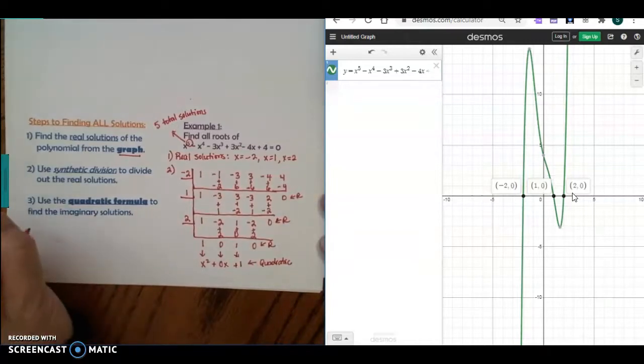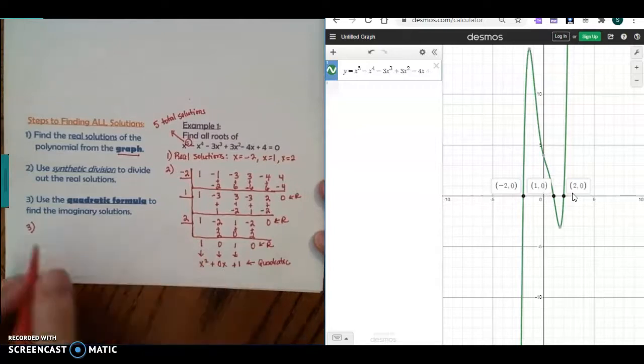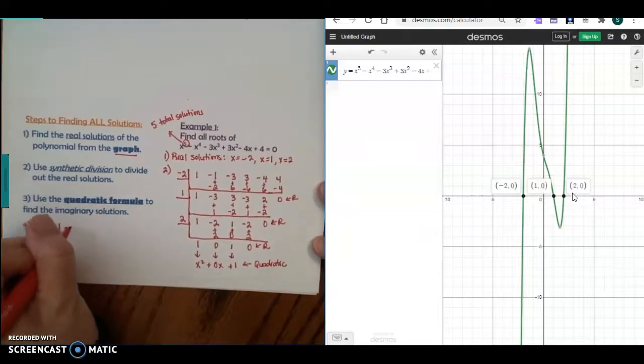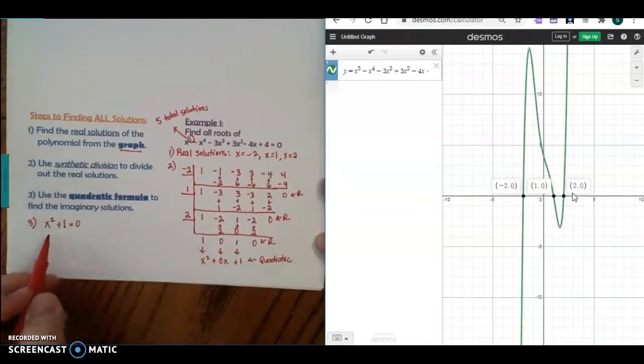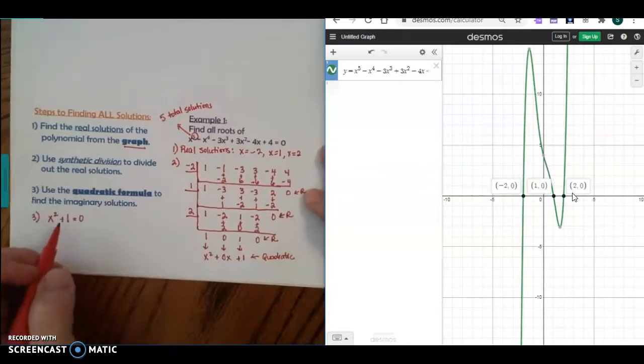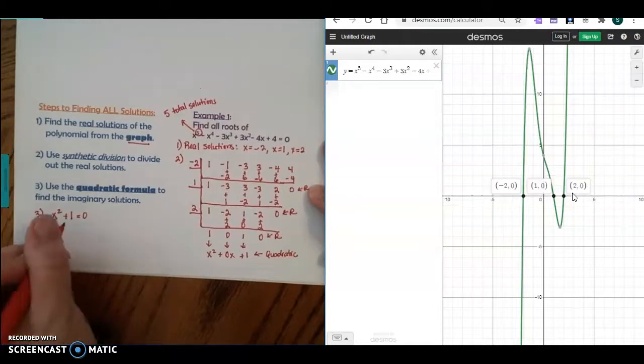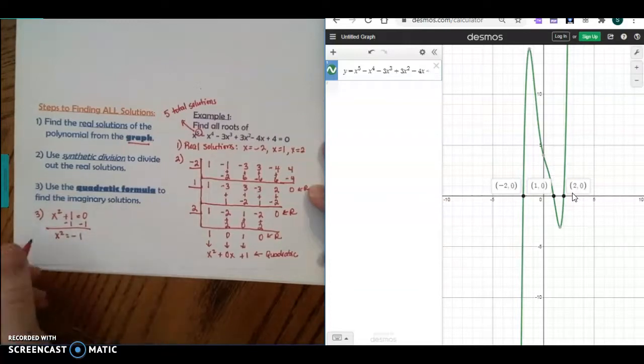Okay, so I'm going to come over here with step 3. And we know we're not going to write that as 0x, so we really have x squared plus 1. And I'm going to set that equal to 0 to be able to solve it to find the roots. So you could do quadratic formula here, but it's a little bit easier when it's just two terms like this. Let's just go ahead and subtract that 1 over. So we would get x squared equals negative 1.